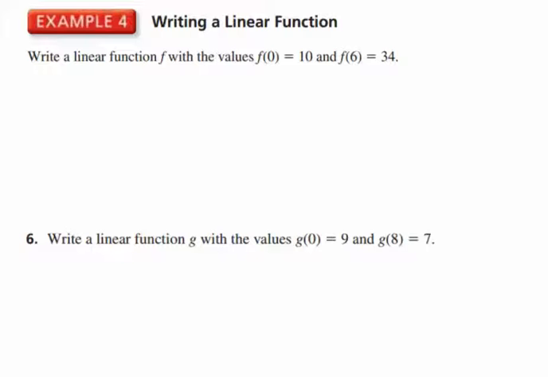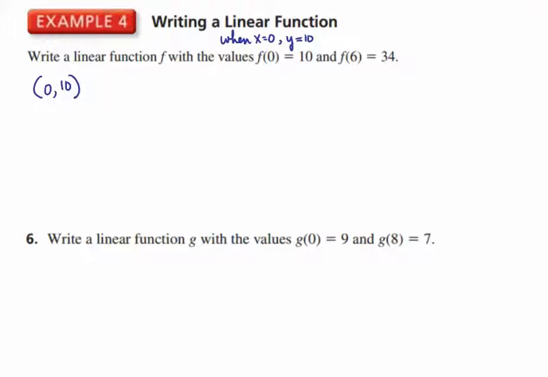So in example 4, we want to write a linear function f with the values f of 0 equals 10. Well, f of 0 equals 10 means that when x is equal to 0, y is going to equal 10. So from that we get the point x is 0, y is 10. So again, it's a simple way of saying if you give this function the value 0, it will give you back the value 10. So it's an input-output machine. The input value goes in between the parentheses, so f of 0, and the result is 10.